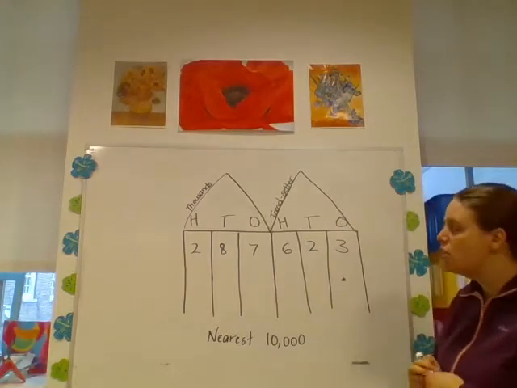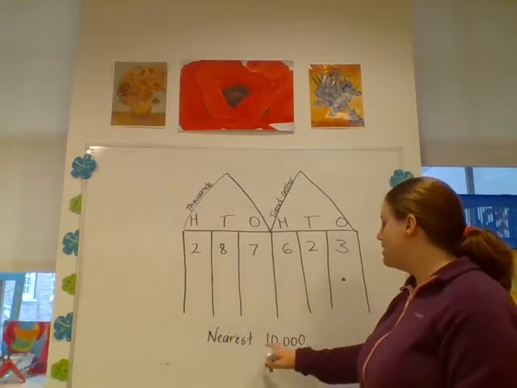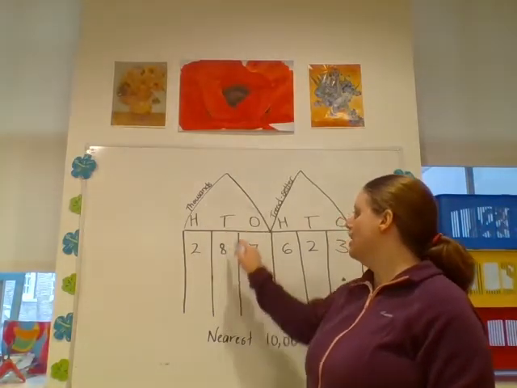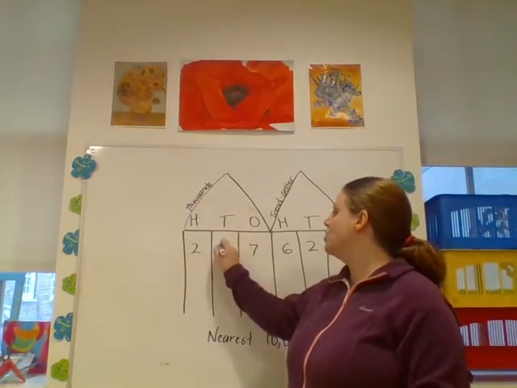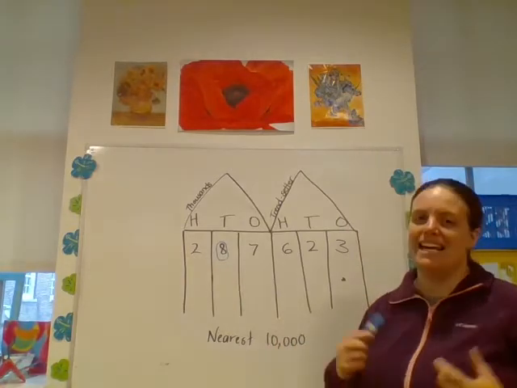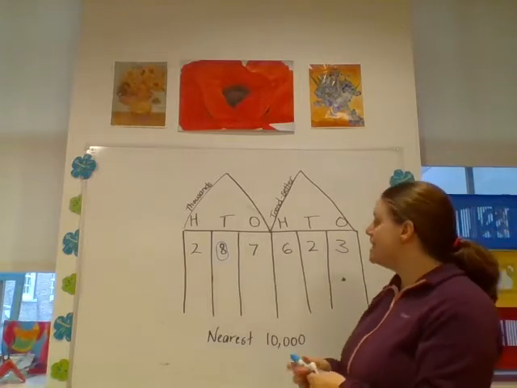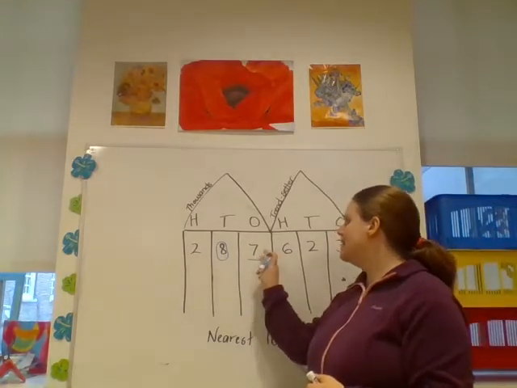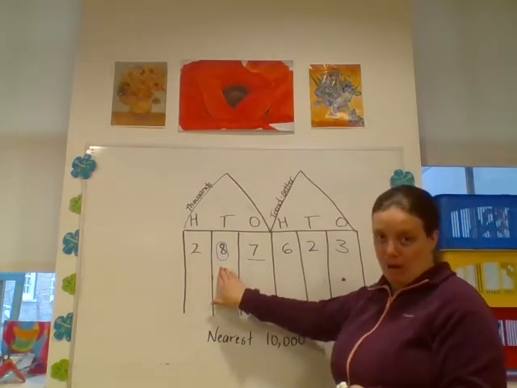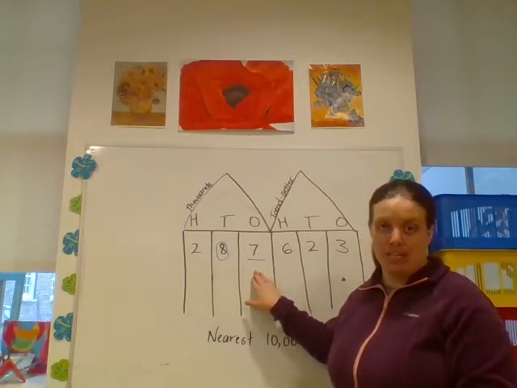So if I am rounding using place value, the first thing I need to do is find the digit that I'm going to be rounding. So if I am rounding to the nearest 10,000, I need to find my 10,000s column. Here it is. And then I need to circle the digit I'm rounding. So in this case, I'm rounding the 8 in the 10,000s column. I then need to look at the digit after it. In this case, that digit is the 7 in the 1,000s column. This is the digit that tells me which direction I'm going to be rounding.